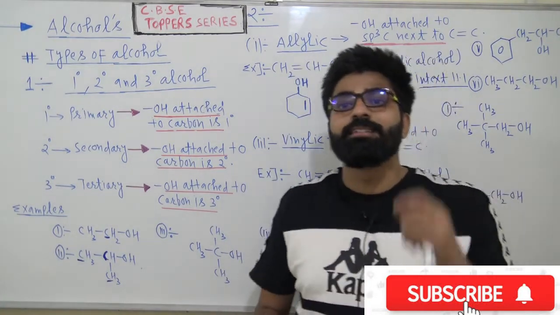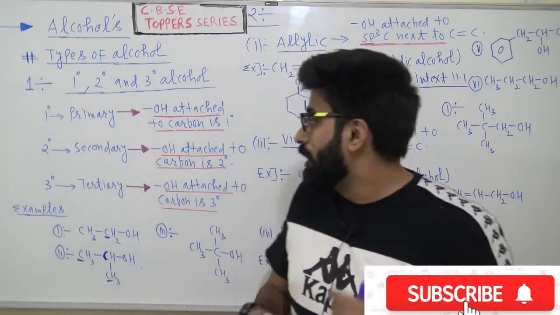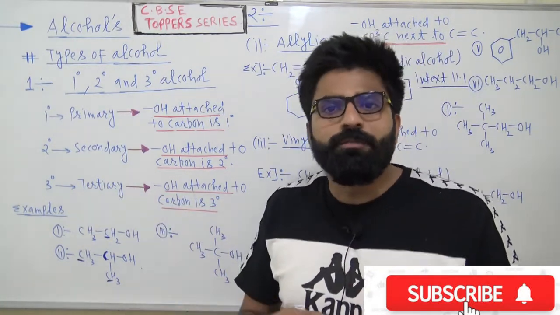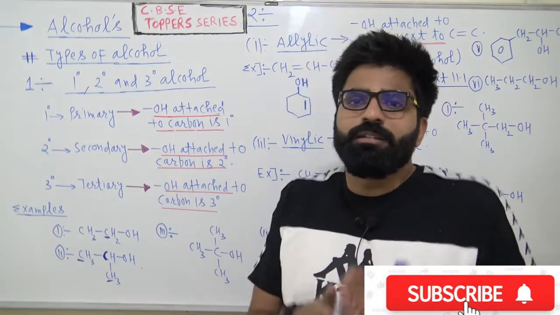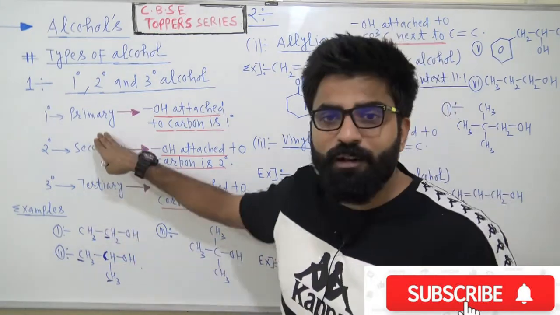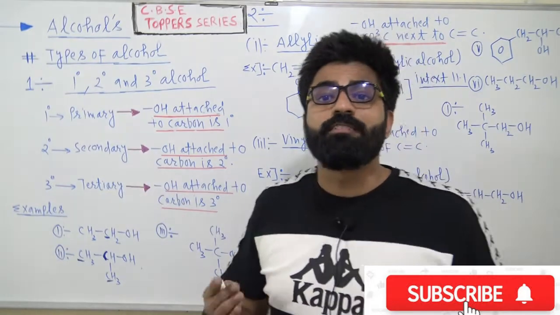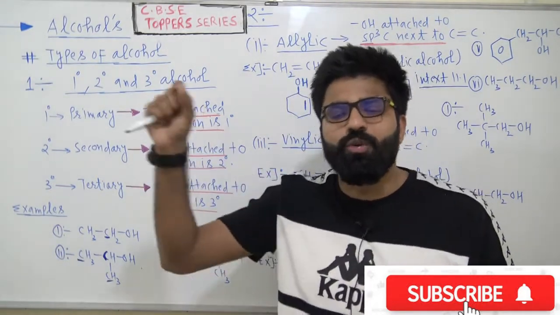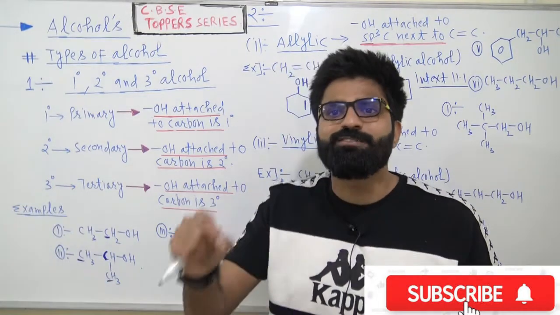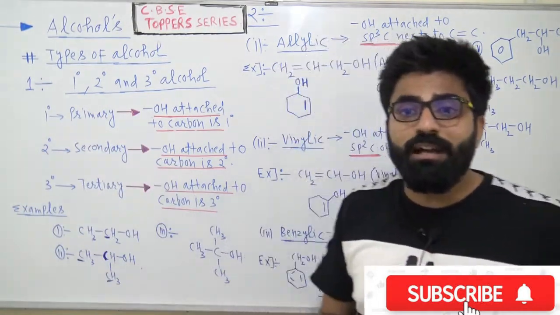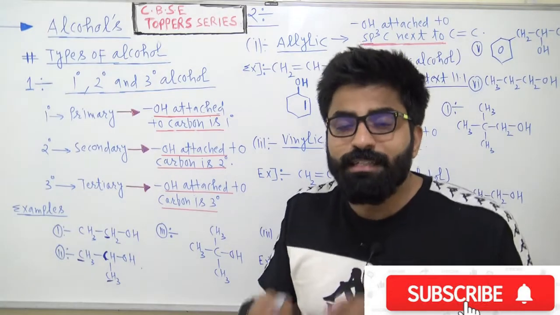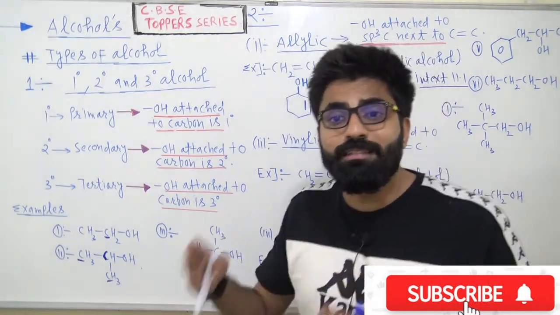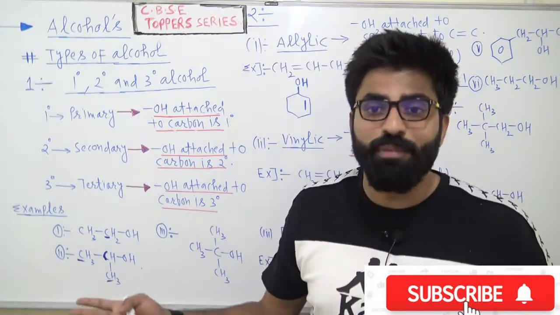Now let's discuss tertiary alcohol, or 3 degree alcohol. I know many of you can simply answer it, because I have already explained the logic for 1 degree and 2 degree. What is tertiary alcohol? The carbon to which OH is attached must be attached to 3 carbons. Then that kind of alcohol is termed as 3 degree alcohol. Simple as that, right?